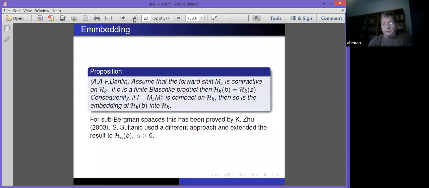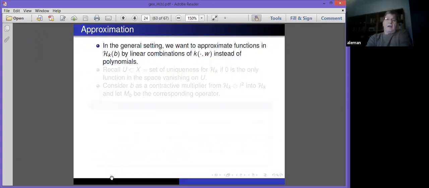Okay, then let me finish with approximation. Now I kept on talking about approximation by polynomials, especially when talking about sub-Bergman spaces. But now I'm in a very general context. My kernel K lives on some set X. So instead of that, I'm going to investigate approximation by linear combinations of kernels instead of polynomials, which for Bergman kernels and so on is pretty much the same thing.